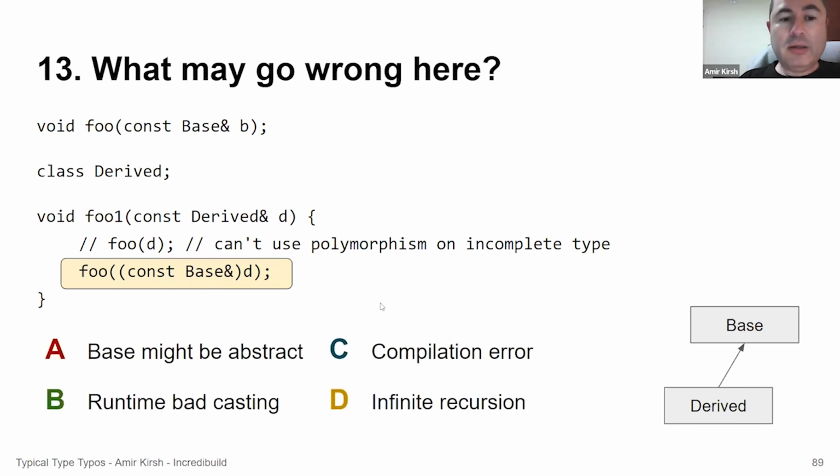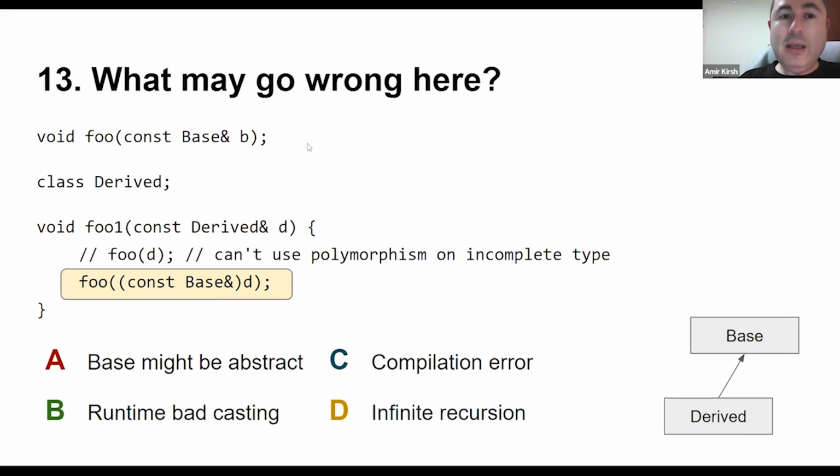But there is another problem here. Maybe base might be abstract, and then we have a problem. Or maybe we have a runtime bad casting. Or maybe we may have a compilation error or an infinite recursion. What might be the problem? Again, the question here is what may go wrong. I mean, it may work, but in some case that you cannot expect here, you may get something wrong. Please cast your vote.